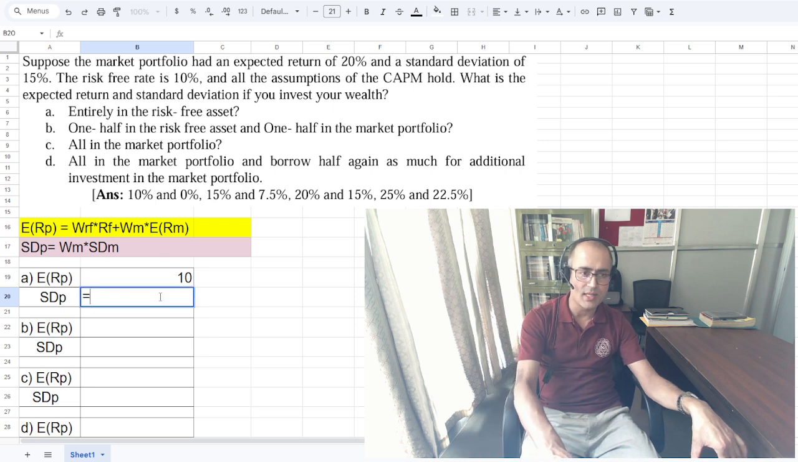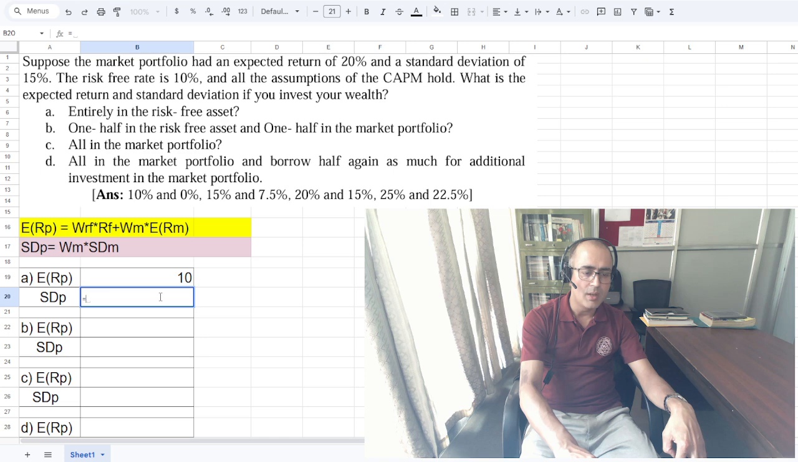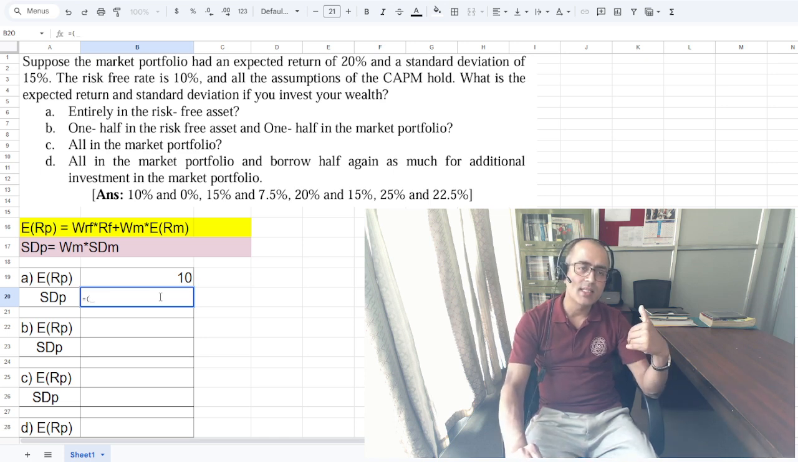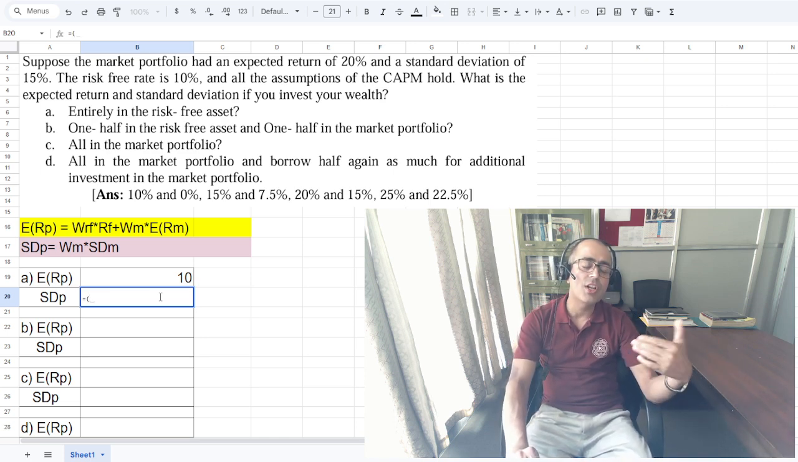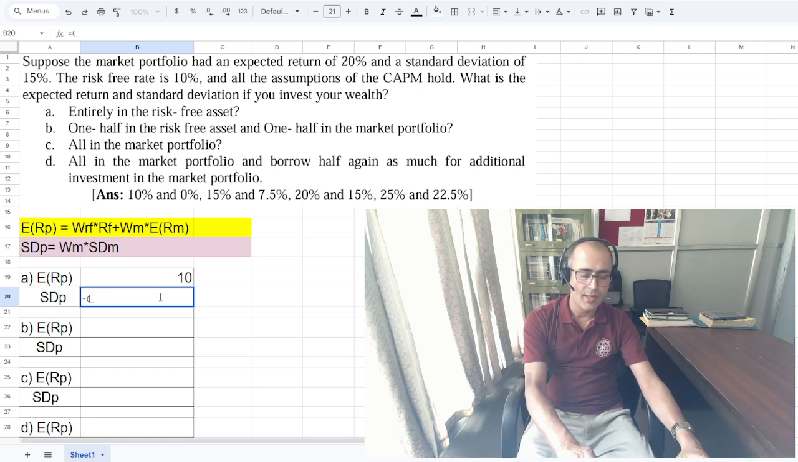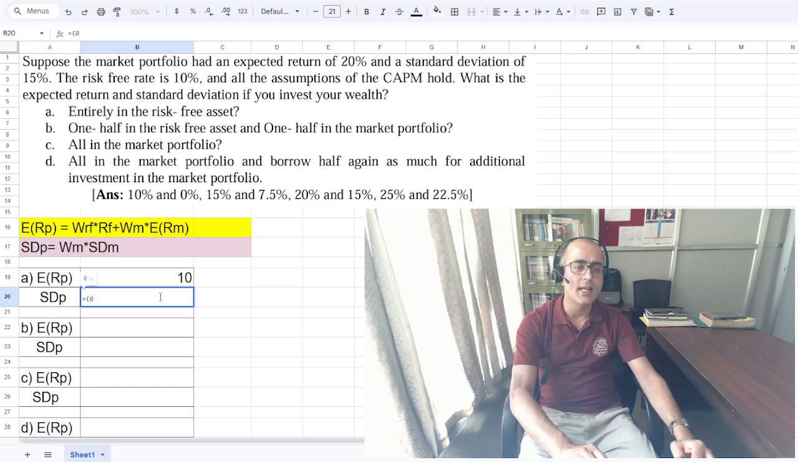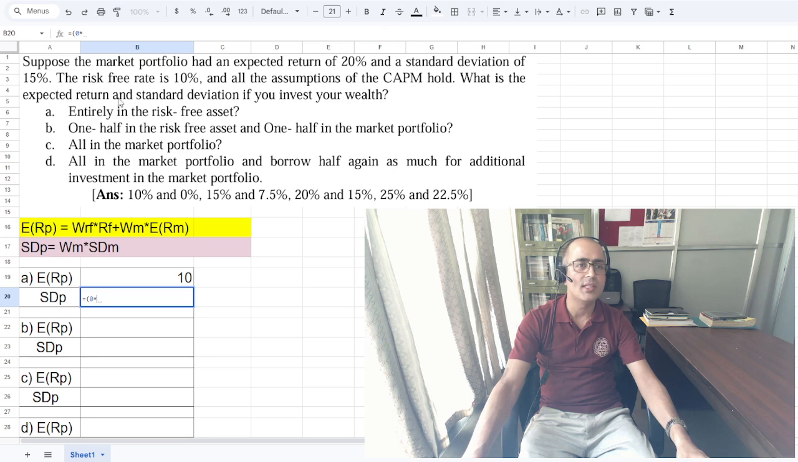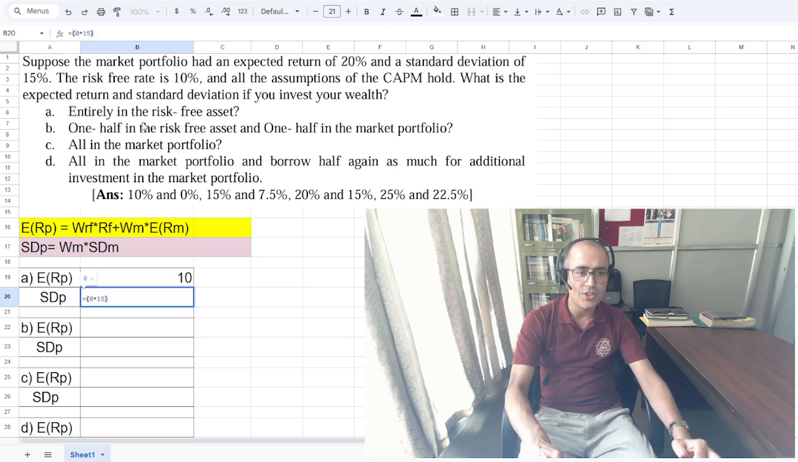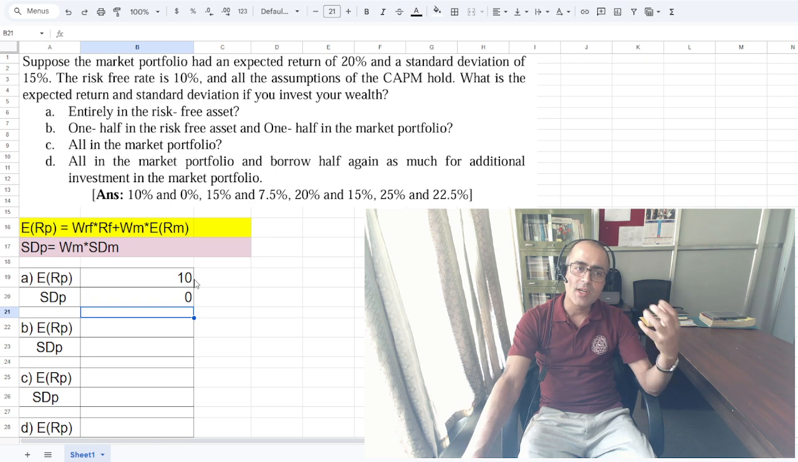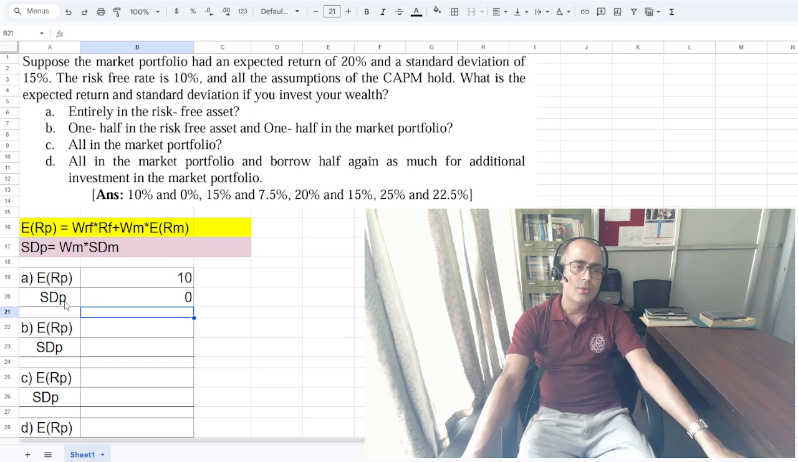Now what about the standard deviation of the portfolio? Remember, since you have 100% in the risk-free asset, 0 weight would be in the risky assets. So 0 into the standard deviation, which is 15%, so this will be 0. The reason is that if you have invested your money entirely in the risk-free asset, then the risk of your investment would be 0.